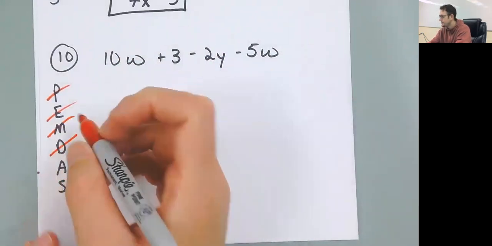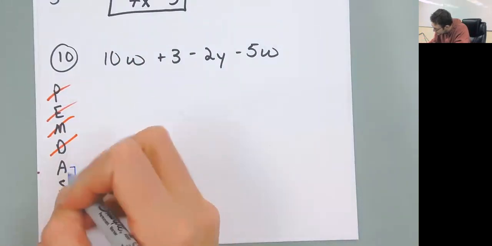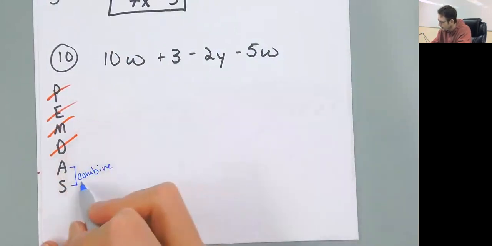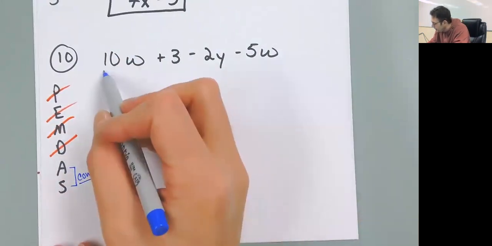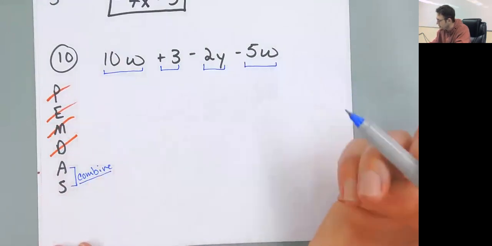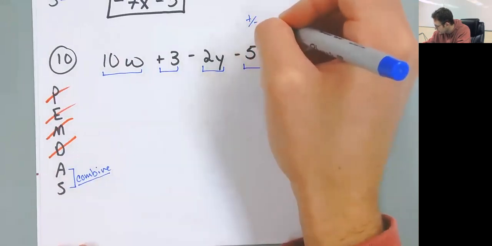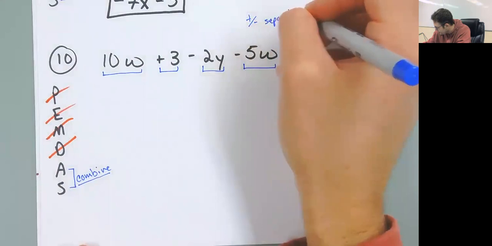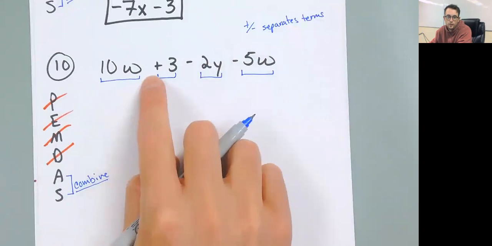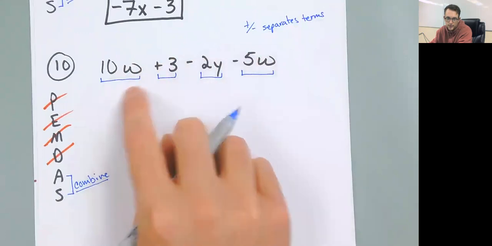There's no division to do. So we're already to the very last step, which is just to combine. All right. And I see I have this term, this term, this term, and this term. Because remember, addition and subtraction separates. That's important. So this positive separates these two, this minus separates these two, this minus separates these two. So we have 4 terms.